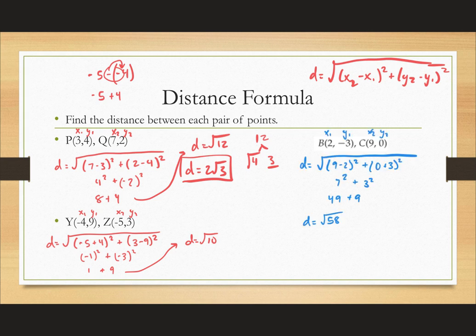Now I'll save you the trouble. The square root of 58 does not simplify any further. So that would be your answer.